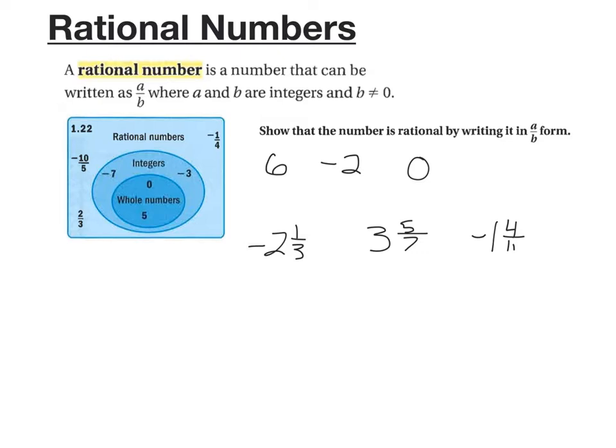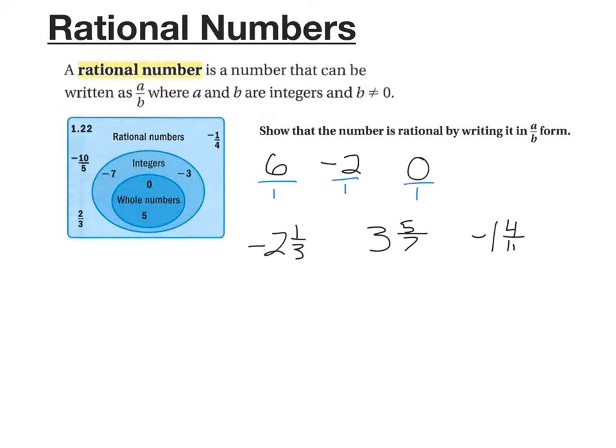So we see in this little Venn diagram here, we see whole numbers like 5, that's a rational number because I can write it as 5 over 1. If I want to show that the number is rational by writing it in a over b form, writing it as a fraction, I can do that with any whole number by just putting it over 1, right? Because 6 over 1, 6 divided by 1 is the same as 6. Negative 2 over 1 is the same as negative 2. And 0 over 1 equals 0.